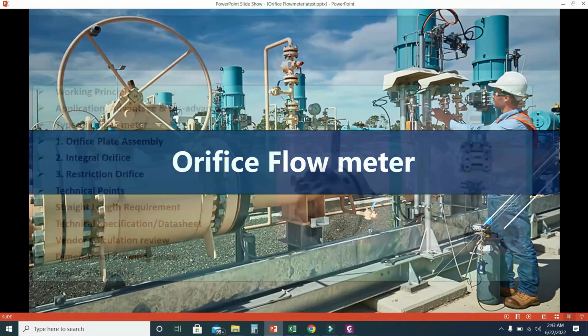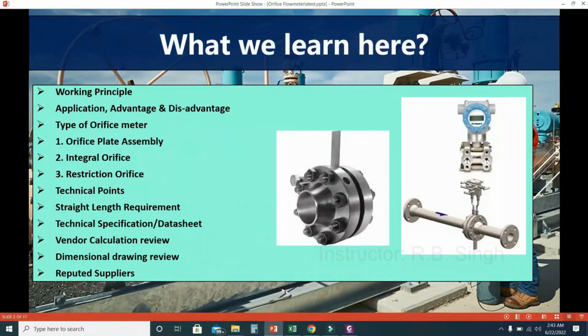Orifice flow meter. What we learn here: we will discuss the working principle, application, advantages and disadvantages, and types of orifice meters like orifice plate assembly, integral orifice, and restriction orifice. We will discuss some technical points: straight length requirement, technical specification and data sheets, vendor calculation review, dimensional drawing review, and about reputed suppliers.